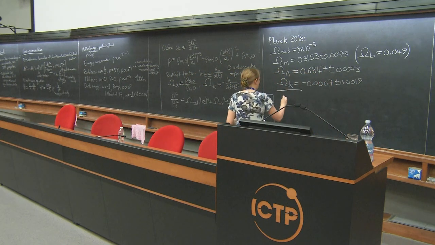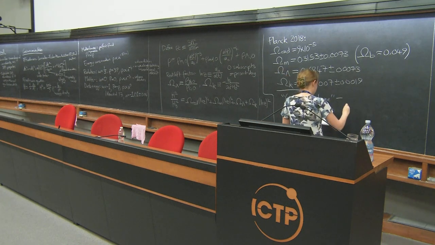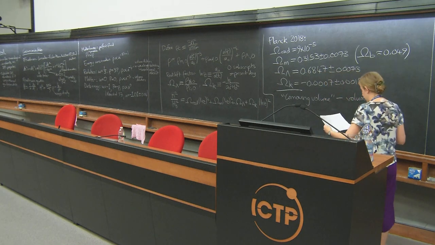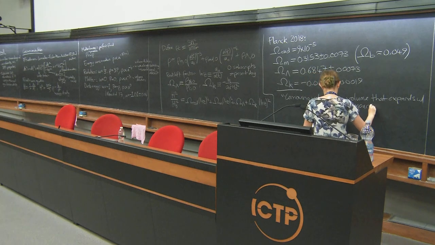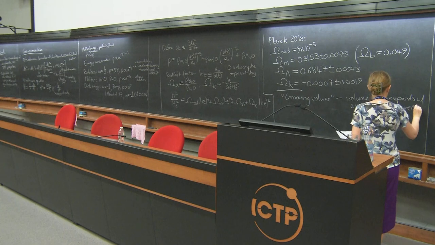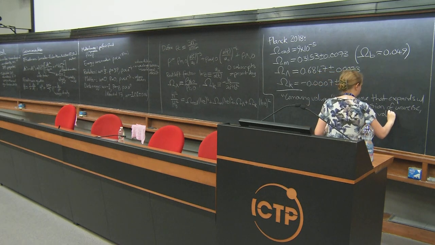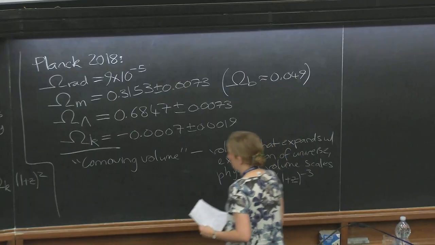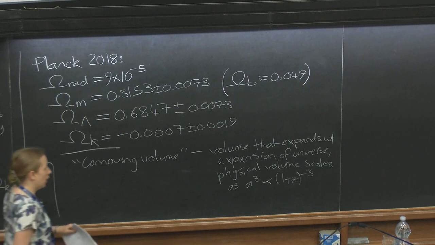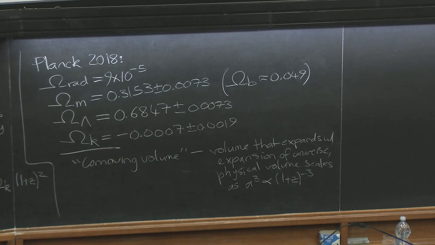The other concept that is important is co-moving volume. So this is a volume. When I talk about a co-moving volume, I mean a volume that expands with the evolution of the universe. So the physical volume corresponding to a given co-moving volume scales as the scale factor cubed, scales as a cubed, which is 1 plus z to the minus 3. So the co-moving volume is a convenient concept because if you don't have any number-changing processes and you just have some box of matter to begin with, the amount of matter within a co-moving volume stays constant.